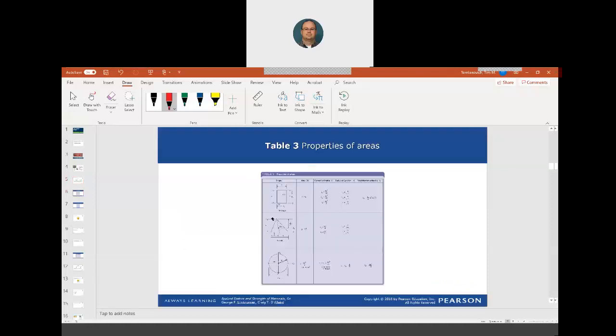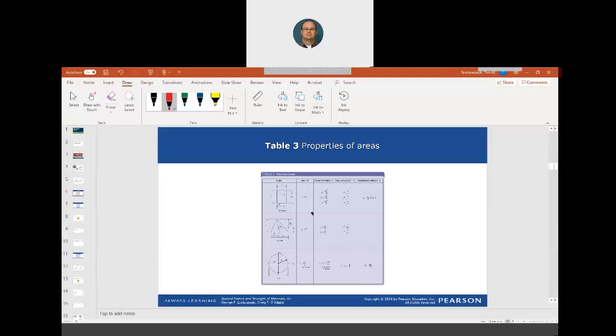If you look at table 3 in your textbook, the center of gravity of a rectangle we know is halfway, b over 2, so my distance b here, and then my distance h over 2, my distance h, will locate the y and the x centroidal axis. Here's how I calculate the area.